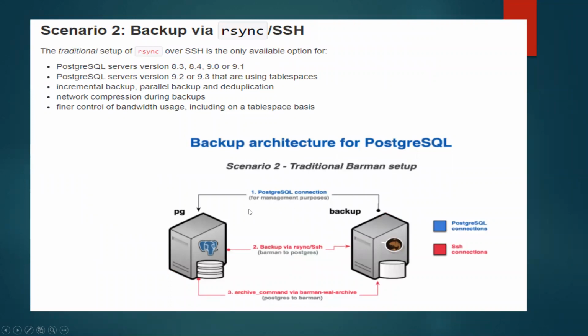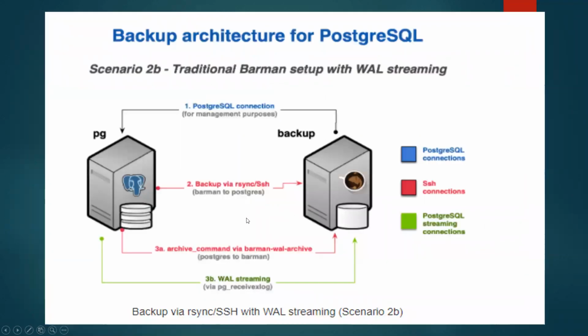So you see this traditional architecture we have here, where we're doing backup via rsync over SSH. We're going to see how we can configure both of them, using rsync and SSH as well, and we're going to use the archive_command here. This is just a basic configuration, and we're going to work on that and see how that works.